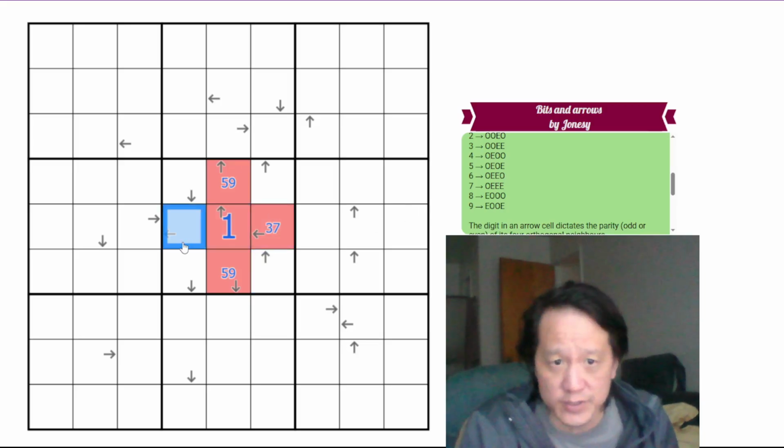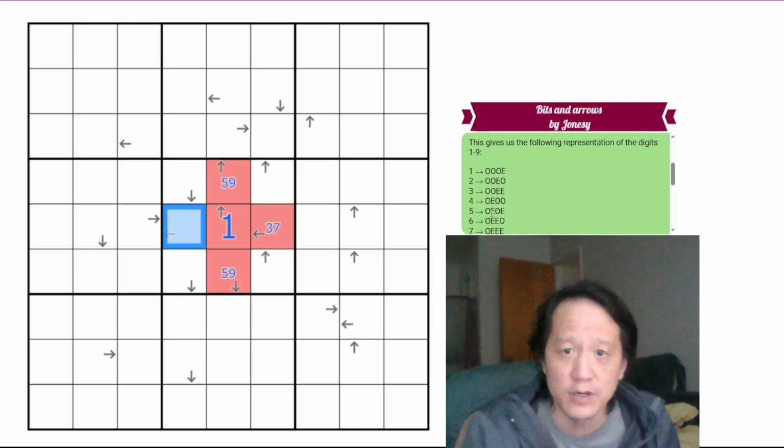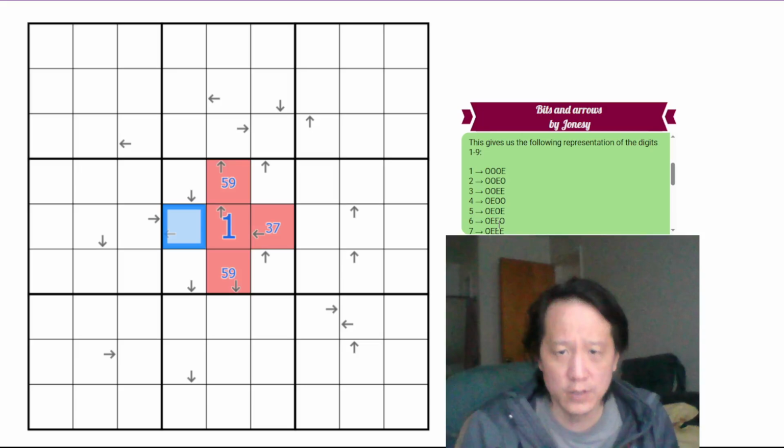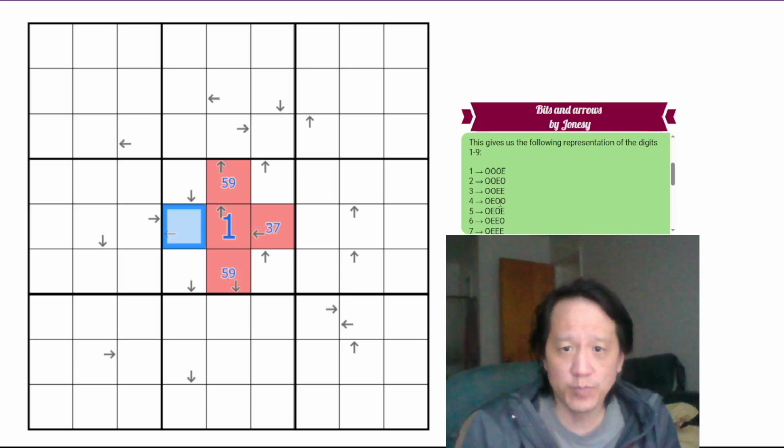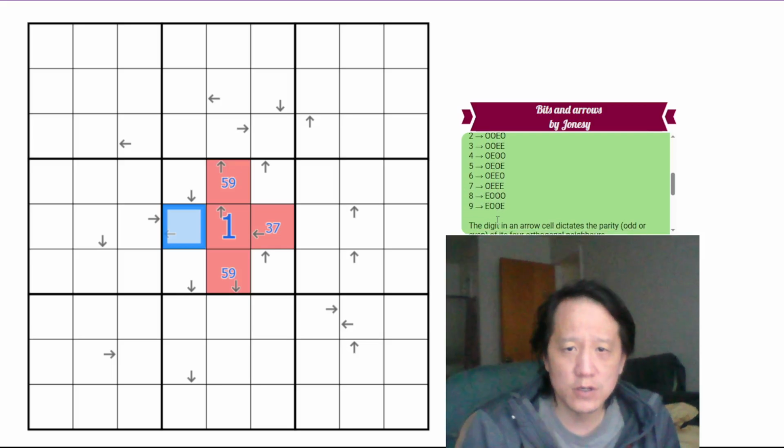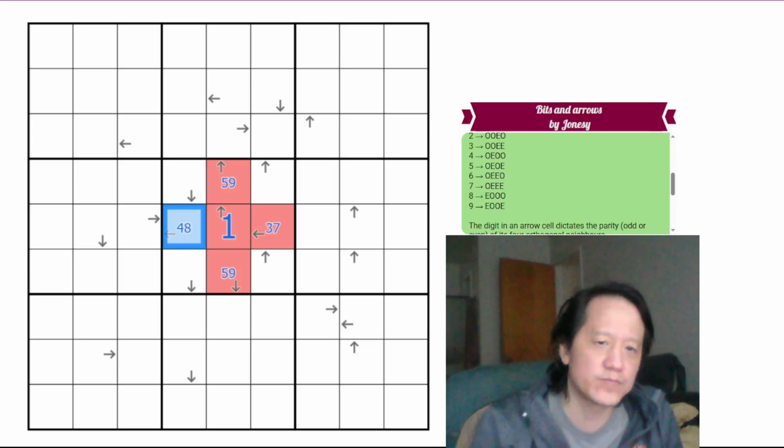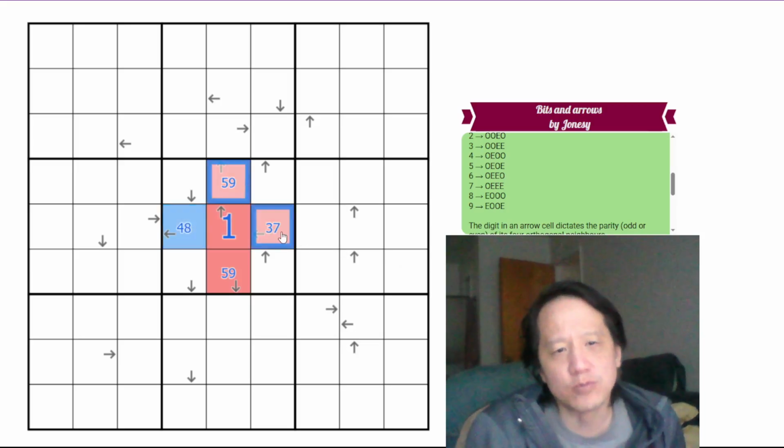What about even digits with the third digit being odd? Not 2. It could be 4. Not 6 or 8. So this is 4, 8 here. So this could work if this is 1.